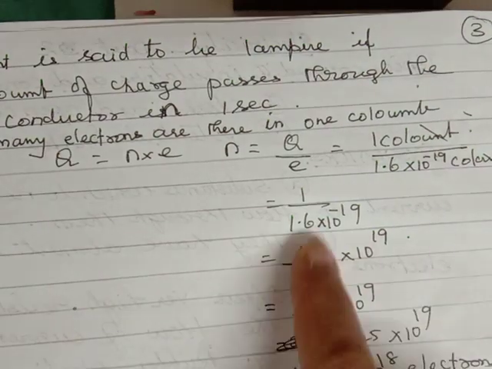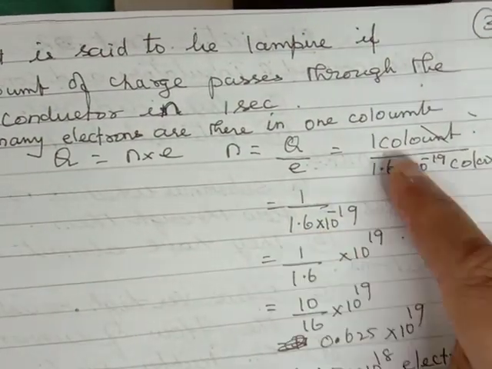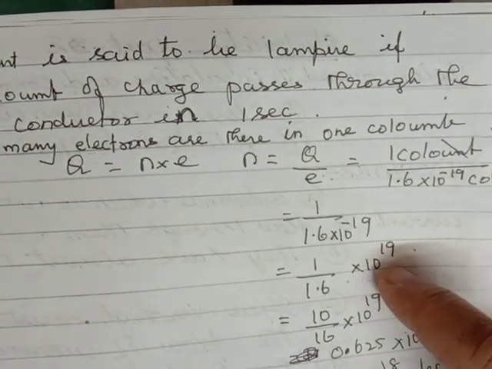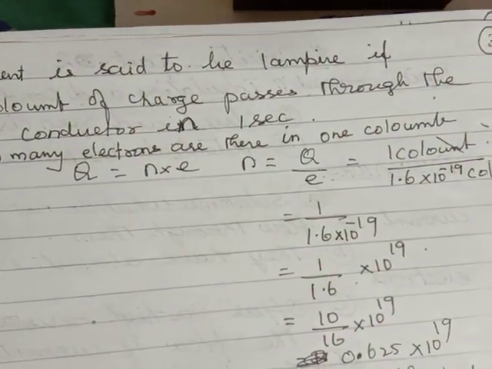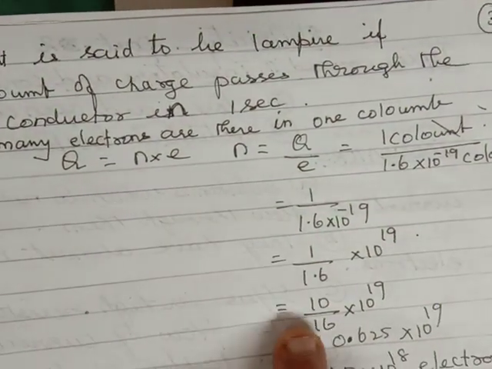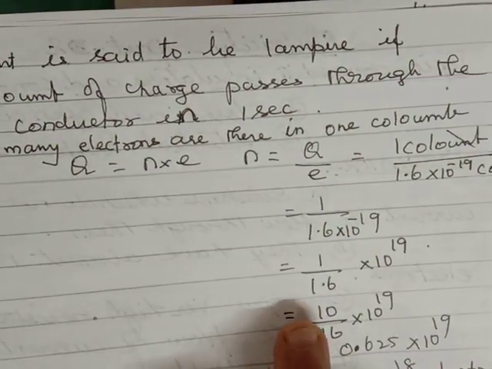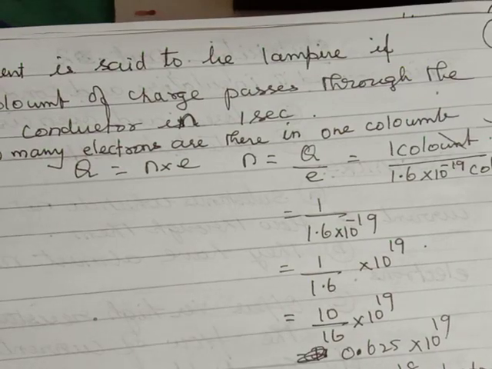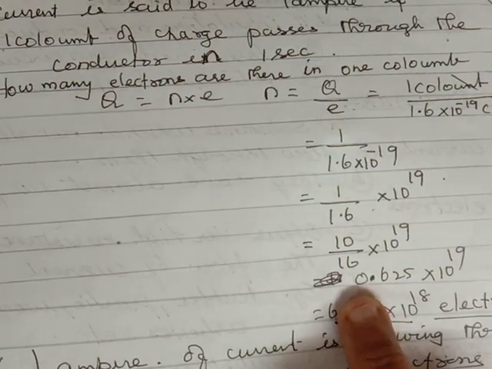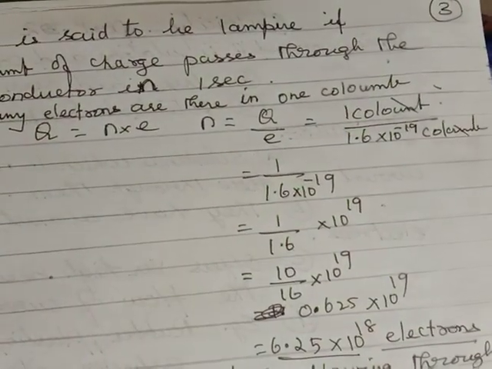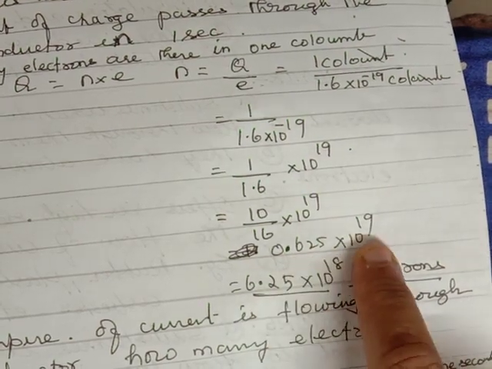Now what I do, I keep this 1 by 1.6 on one side and I just shift this 10 to the power of minus 19 to the numerator. So it becomes 10 to the power of plus 19. Now 1 by 1.6 can be written as 10 by 16. You know the mathematical values. So 1 by 1.6 can be written as 10 by 16 into 10 to the power of 19. Just divide 10 by 16 either by simplification or a division method. You will get exactly the value as 0.625 into 10 to the power of 19.